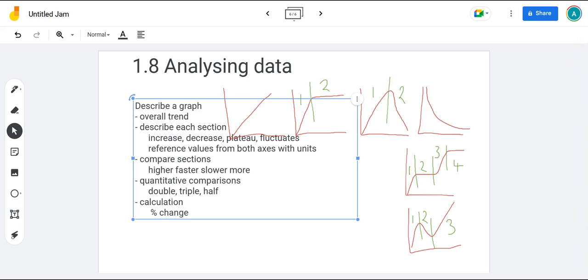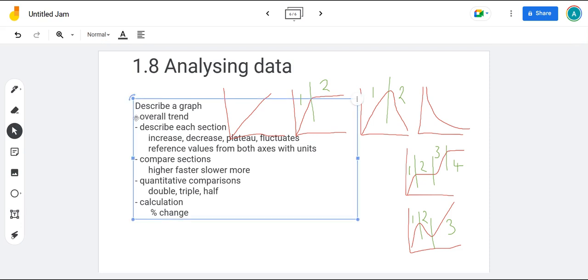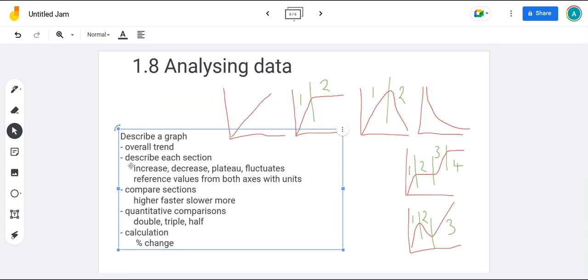So you describe your graph overall. You describe each section using the right language, using numbers, using the units and the words from the axes. You say which one is higher or lower or twice as much or whatever, trying to use those comparative words. And then the last section, you just work out percentage change. It doesn't even matter which bits you're comparing, as long as you do some kind of calculation, they'll give you the mark, unless it specifies, of course.